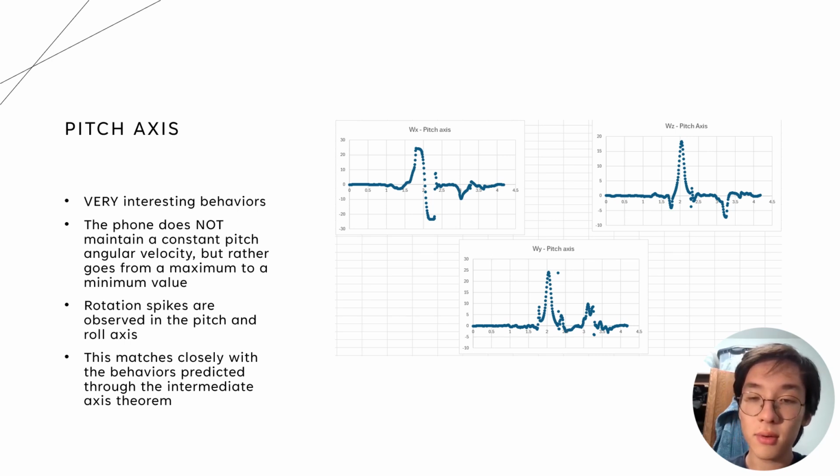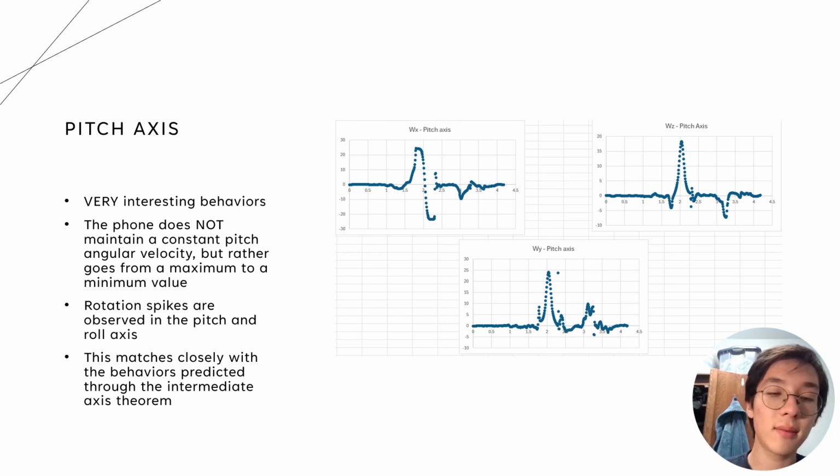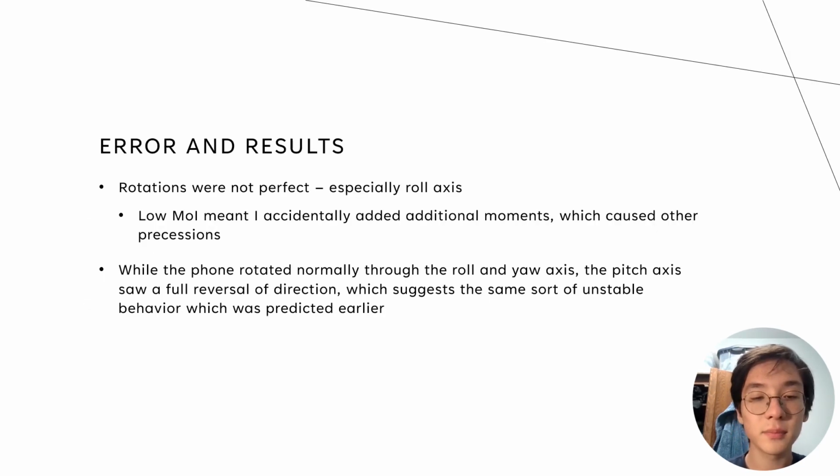And looking at the rotations in the other axes, we notice that the phone is likely starting a rotation in one way of the pitch axis, like this, and then as time passes, the other axes go unstable, so it starts to flip 180 degrees, and then it causes a rotation in the other direction over the pitch axis. This matches closely with behaviors that we predicted through the intermediate axis theorem and witnessed in the GIF of the tennis racket on that slide.